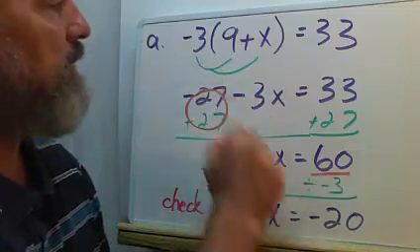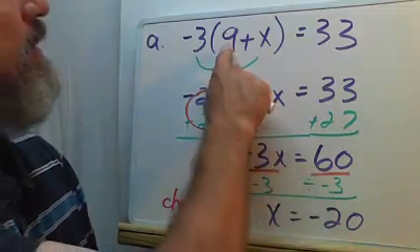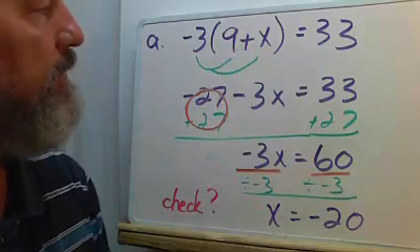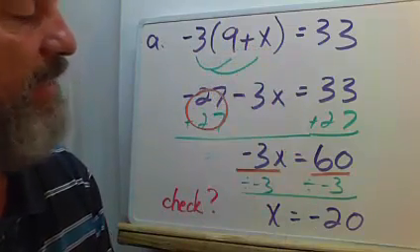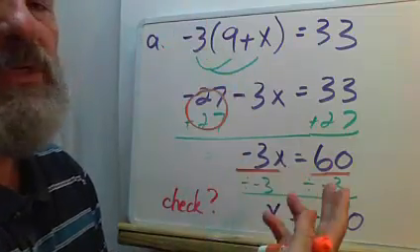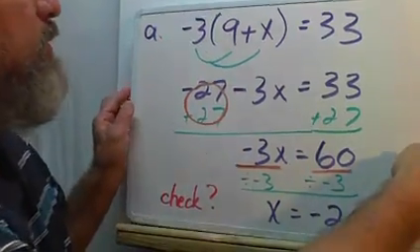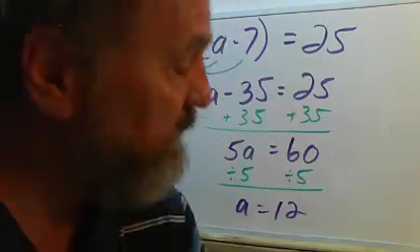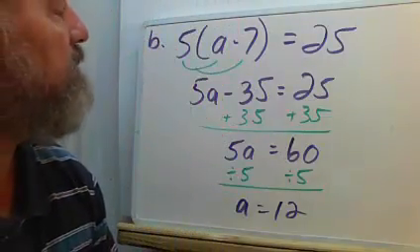Put your answer in. Put negative 20 in here. 9 minus 20 would of course be negative 11. Negative times a negative is a positive, and 3 times 11 is 33. Learn to check your own so that you find your own mistakes. You will learn greatly from them.